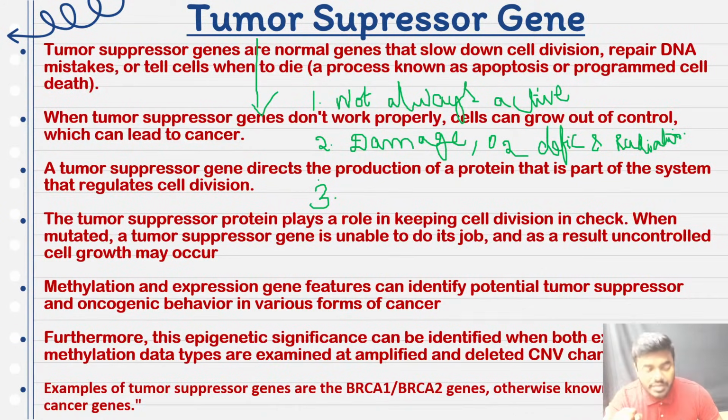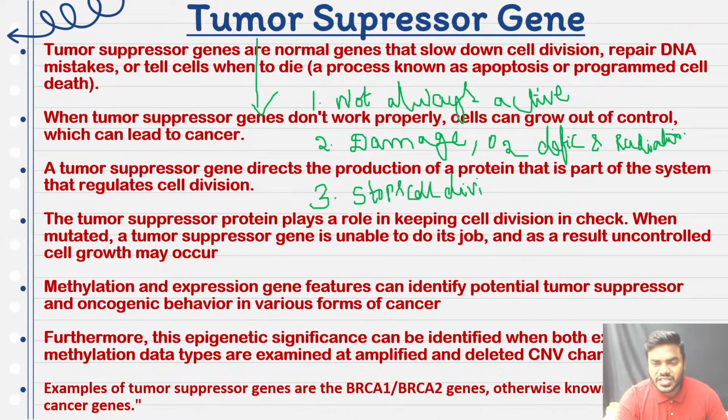The third point is the most important point. Friends, understand what I am talking about. Whenever the tumor suppressor gene gets activated, the first thing the tumor suppressor gene will do is stop the cell cycle. It stops cell cycle or cell division. Stops the cell division. First unique point.